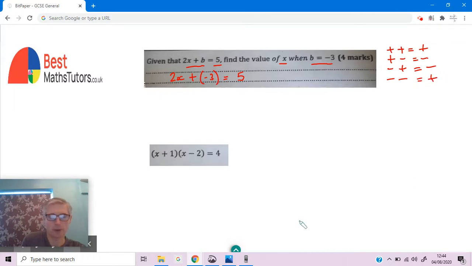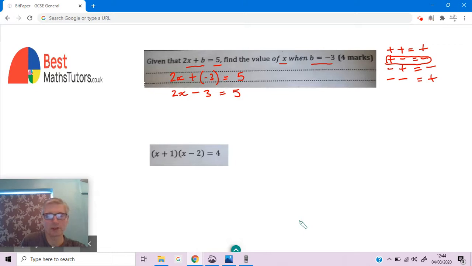So here we've got a positive and a negative. So that's this one here. We can see the outcome would be a negative. So we end up with 2x minus, that's what the plus and the minus make, 3 equals 5.